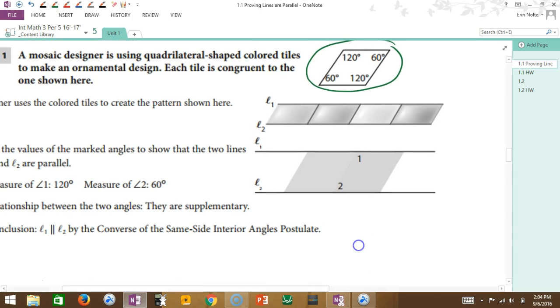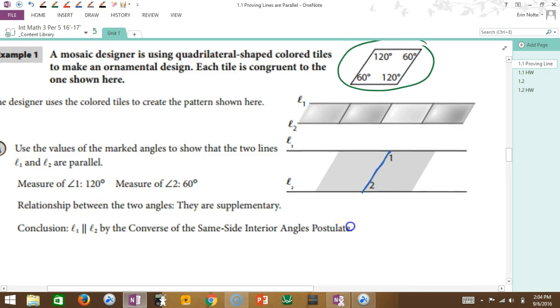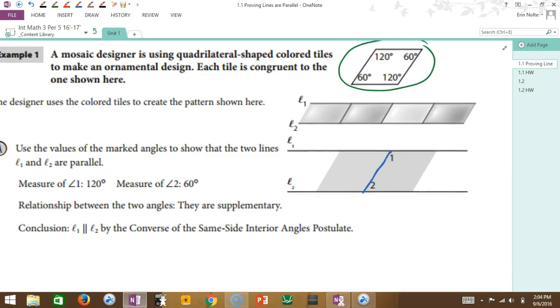Now we start stacking these things together, and I'm going to come down and draw this right here. She gets out her little protractor and measures these angles. The Mosaic Designer measures angle 1 and says this angle is 120, and angle 2 is 60. So what? 180. What about 180? Where did you get 180 from?